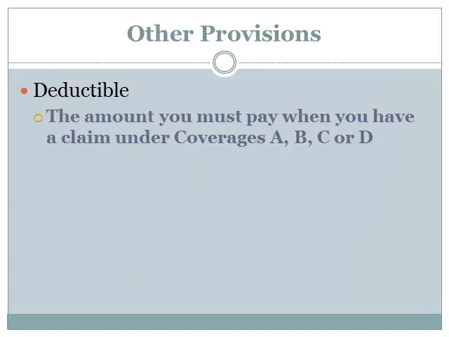Some other provisions you'll see in your homeowner's policy: it's going to have a deductible. The deductible is an amount that's taken out, or that you must pay actually if you have a covered loss under coverage parts A, B, C, or D. The deductible does not apply to the liability or med pay, but it does apply to those property coverages.